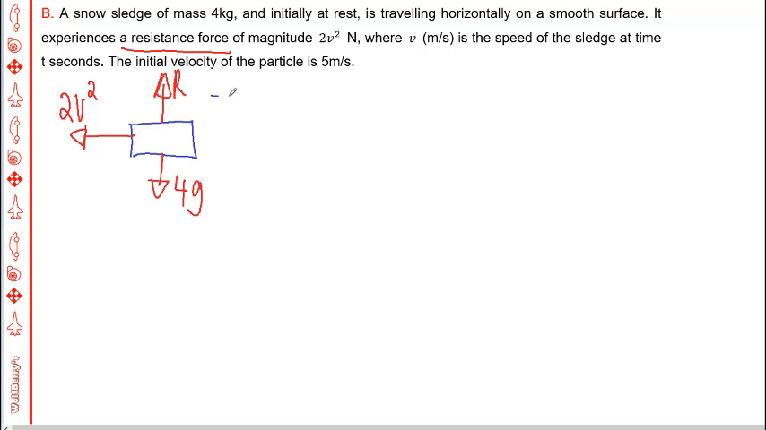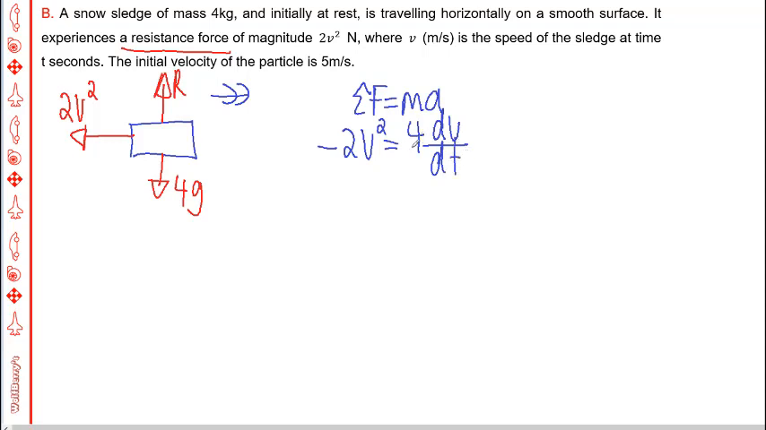Now this is moving in this direction. So we're going to go ahead and use Newton's law, sum of F equals ma. Forward force minus backward force equals ma. We have no forward force, so we only have the backward force. The mass is 4 kilograms, and another way of writing a is dv over dt. Divide both sides by 4, you get minus 2 over 4 v squared equals dv over dt.